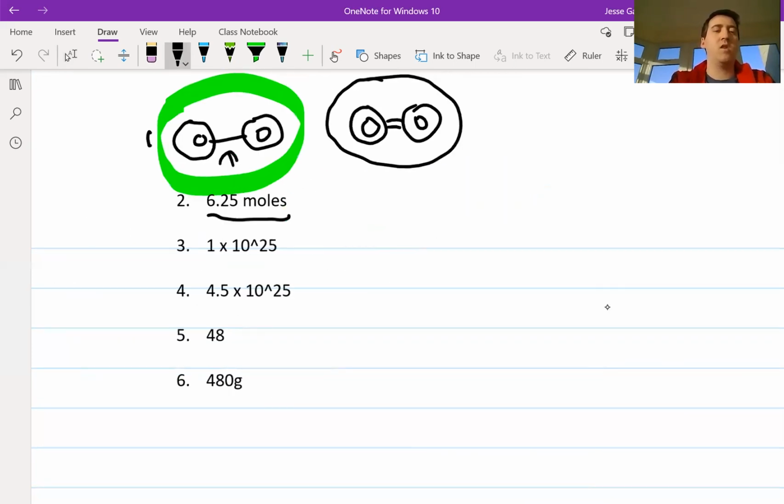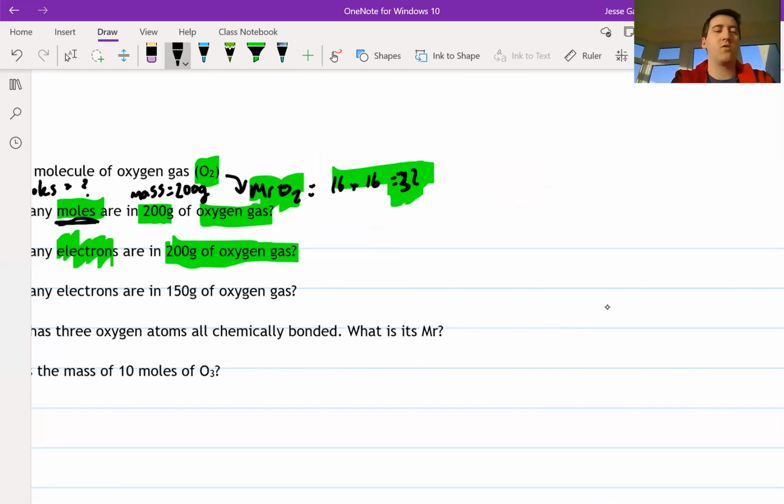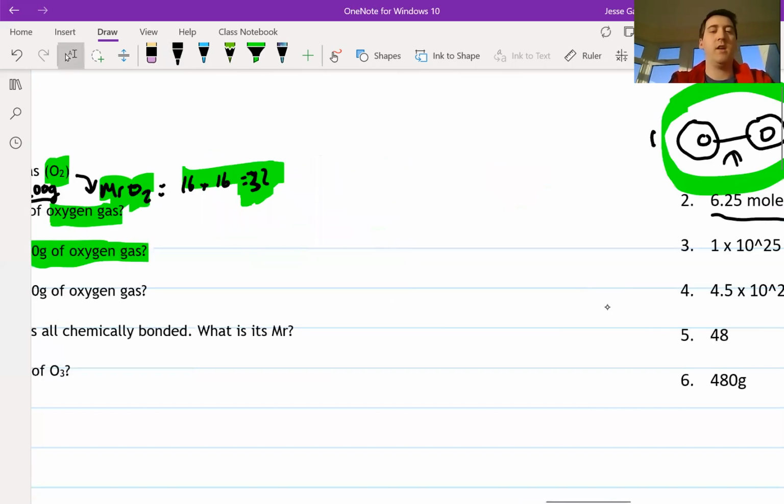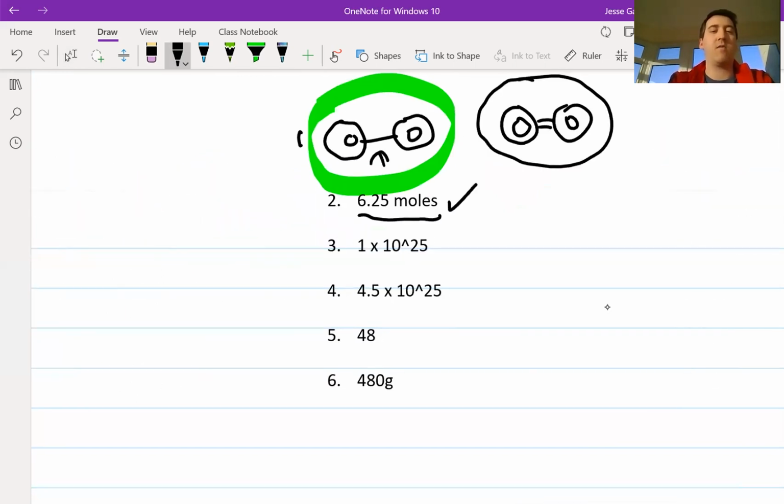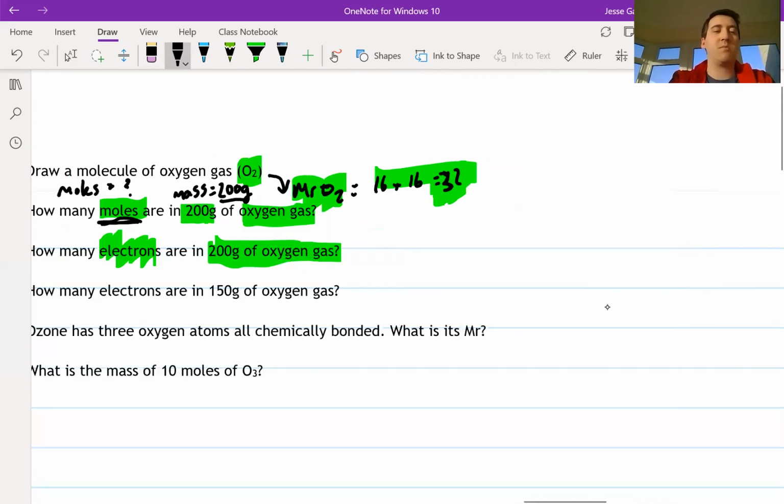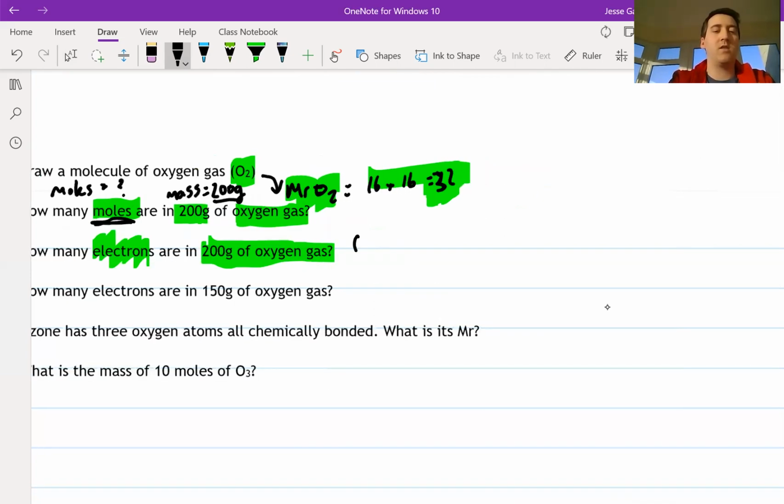6.25 moles was the amount of moles in 200 grams. So well done if you got that right. You have to have that bit right to get the next bit right. Okay, so we've got 6.25 moles of oxygen gas. How many molecules is that? Well, every mole, 1 mole of molecules, is 6.02 by 10 to the 23.